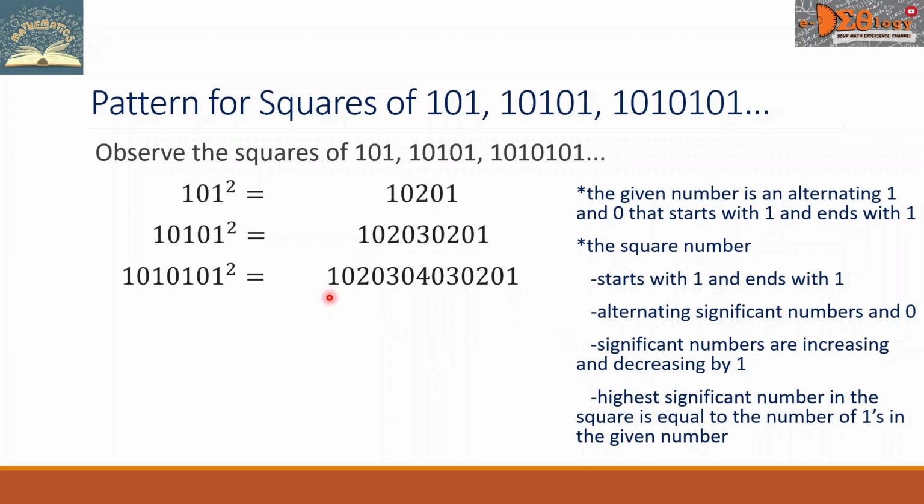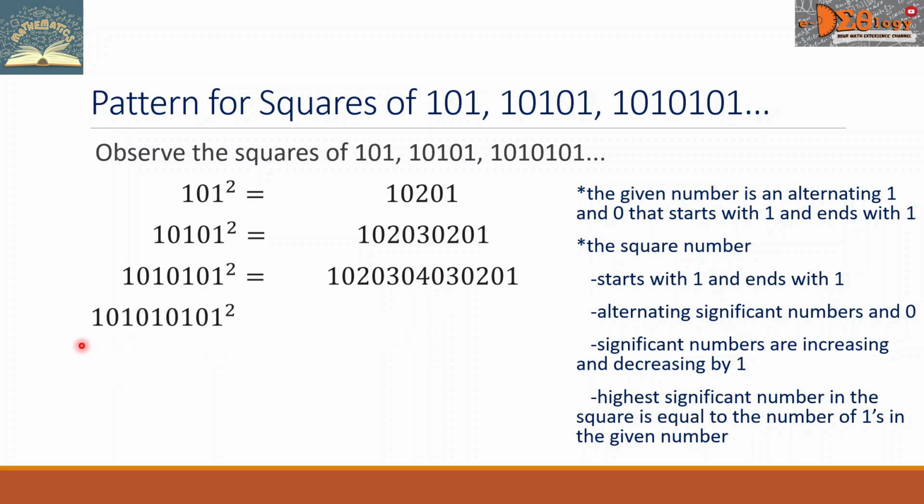The significant numbers are increasing and decreasing by 1. Notice that our highest significant number here is 4 because in the given number, this number 1 appears 4 times. So number 4 is coming as the highest significant number.